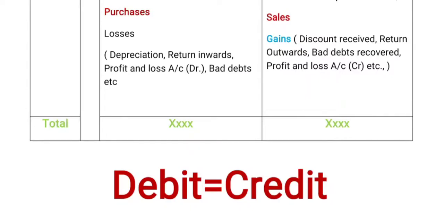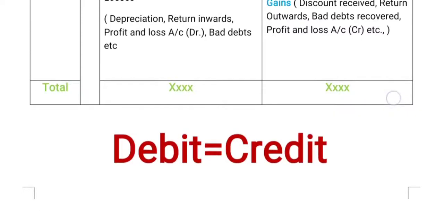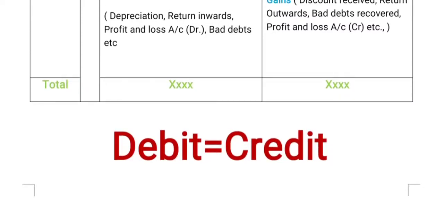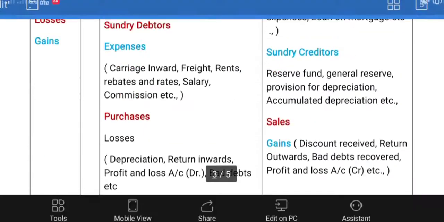Here we take the totals. The debit side has a full total and the credit side has a full total. And the basic rule of trial balance is that debit is equal to credit, where the debit side amount is equal to the credit side amount. The sum of both amounts is the same.